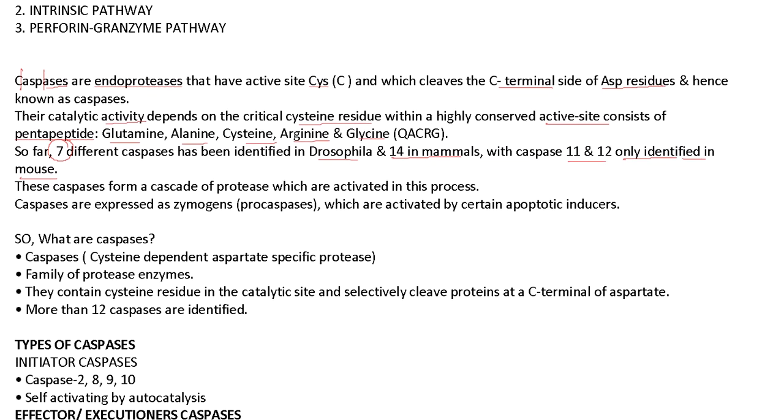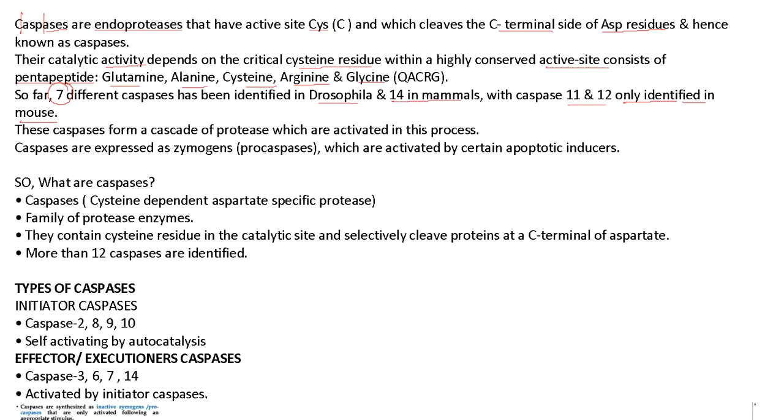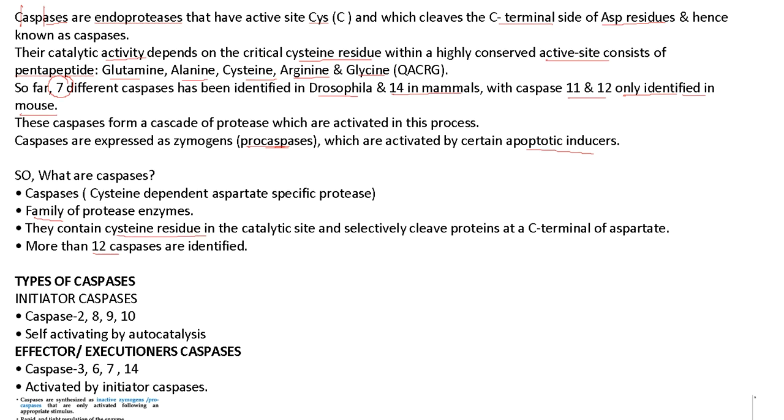So these caspases form a cascade of proteases which are activated in this process. Caspases are formed as procaspase, which later becomes activated into caspases by some apoptotic inducers. Caspases are a family of protease enzymes. More than 12 caspases have been identified, and they contain a cysteine residue in their catalytic site having a pentapeptide, which cleaves the C-terminal of the protease.